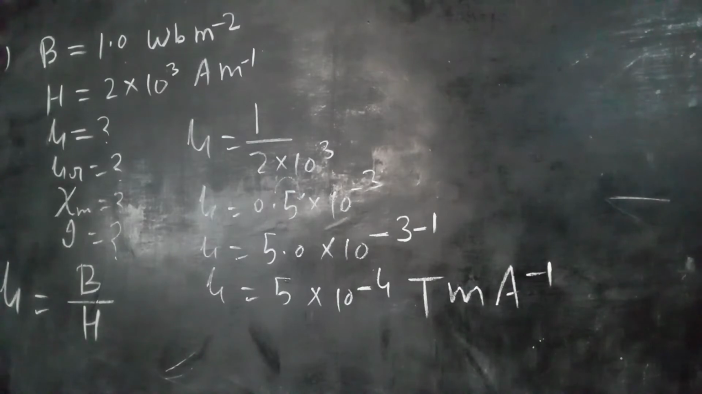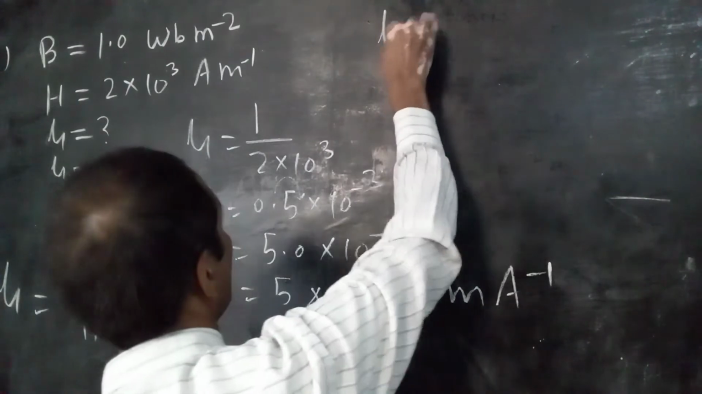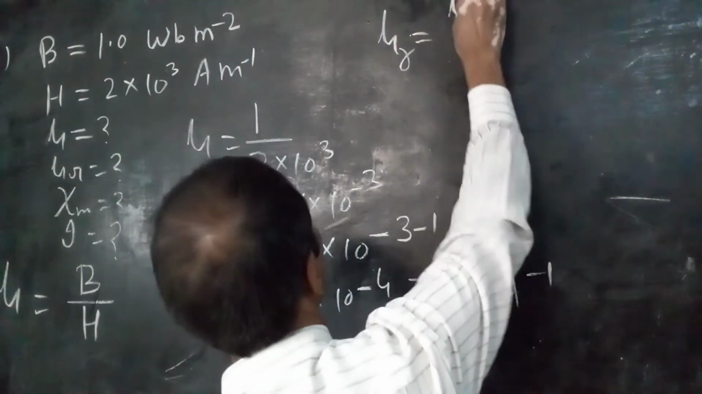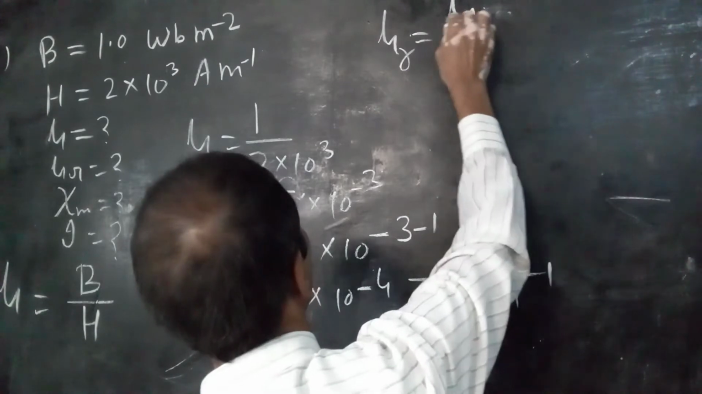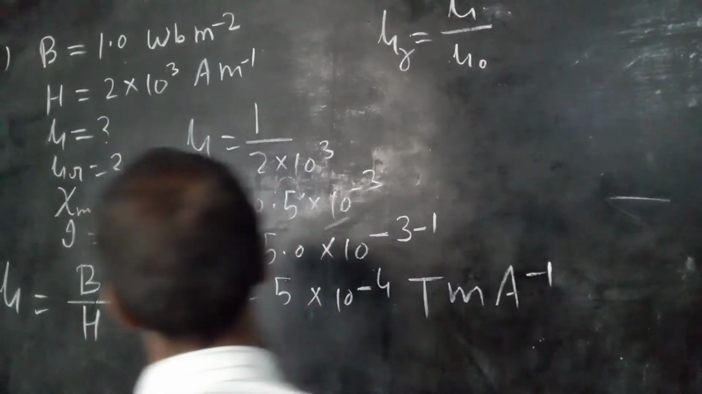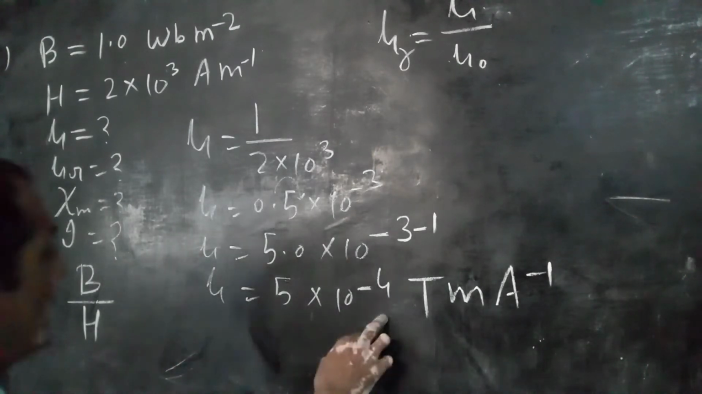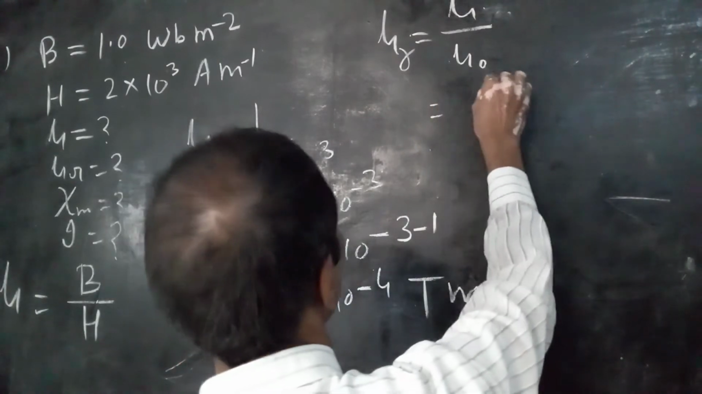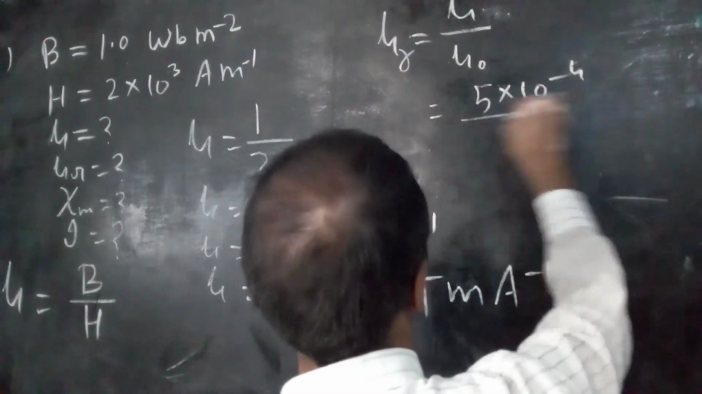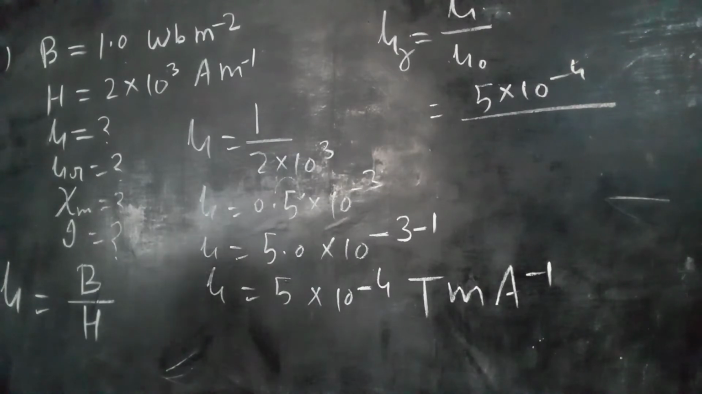So what is relative permeability? The ratio of the permeability of the medium to the permeability of vacuum is known as relative permeability. So the permeability of the medium you have calculated is 5 × 10^-4.